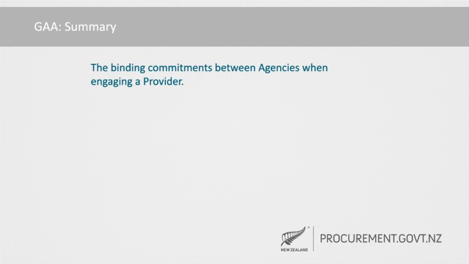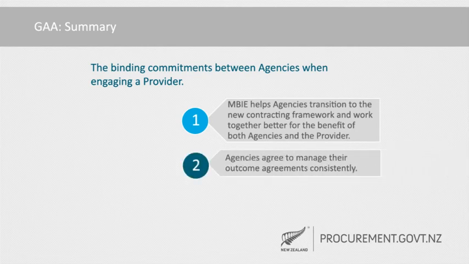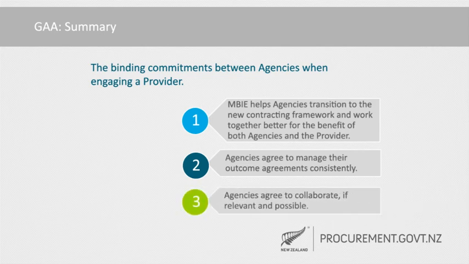So, to recap, the Government Agency Agreement is between agencies and MBIE. It covers how MBIE will help agencies transition into the new contracting framework and work together better and share relevant information for the benefit of both agencies and the provider. When agencies sign this agreement, they commit to treating their providers in a consistent manner and working together by collaborating, joining up their reporting and special inquiry requirements wherever possible, and telling each other when they want to do something that might impact on another agency.